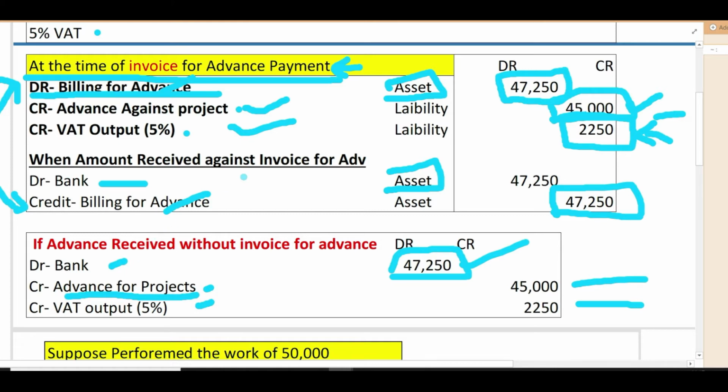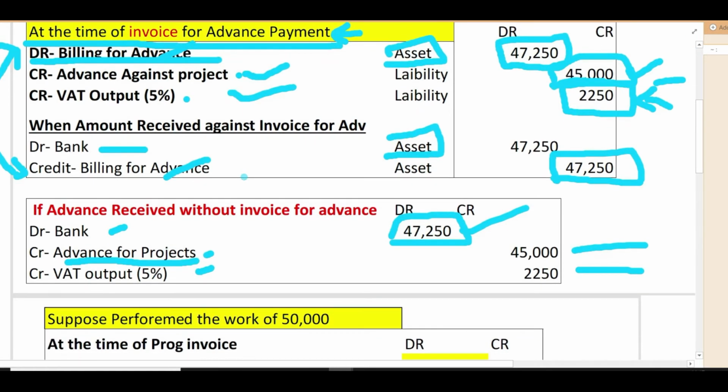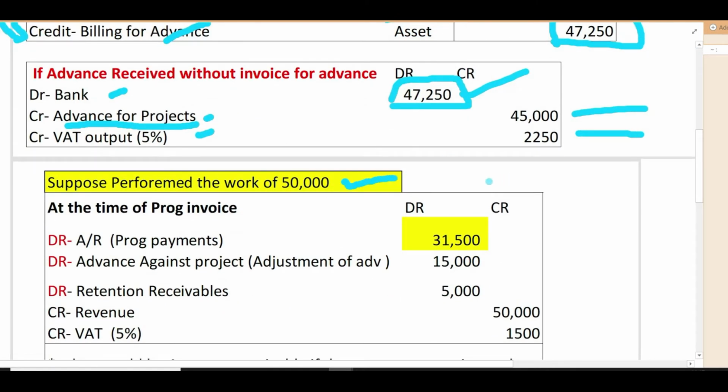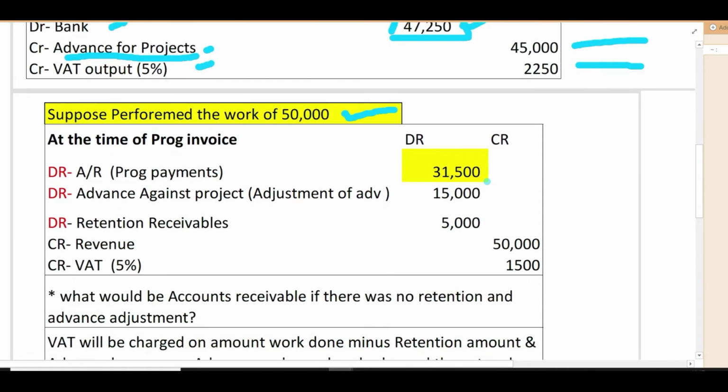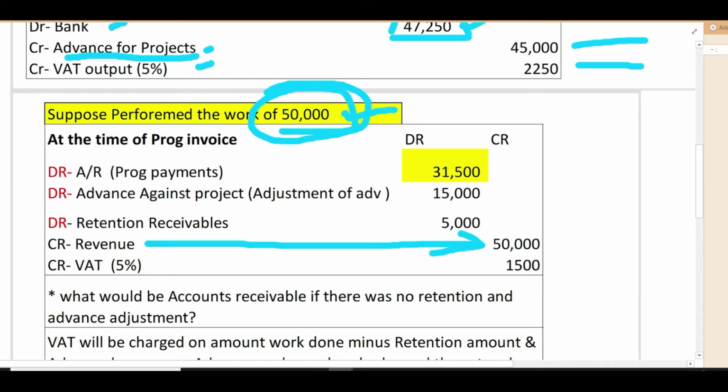Now you have started the project and you have performed the work. Suppose you have performed the work of 50,000. Now at the time of making a progressive invoice, what will be the journal entries? You have performed the work of 50,000, so you should recognize the revenue for this amount. Your revenue will be credited with this 50,000, and then you will also charge VAT on this amount. How VAT will be treated is something else. One thing you should know is that you will credit your revenue with 50,000.